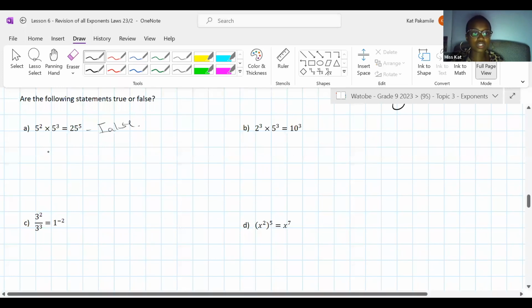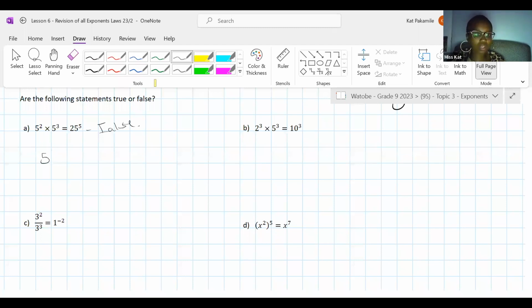Let's prove it. What does the law say? The law states if the bases are the same, the bases must stay. If the bases are the same, they should stay the same. You have to multiply the exponents. Multiply, Bashley, we were doing so well. But plus, add the exponents. There we go. Thank you. So it's 2 plus 3, that'll be 5 to the exponent of 5, not 25. So you are correct. That will be false. Correct. Thank you.